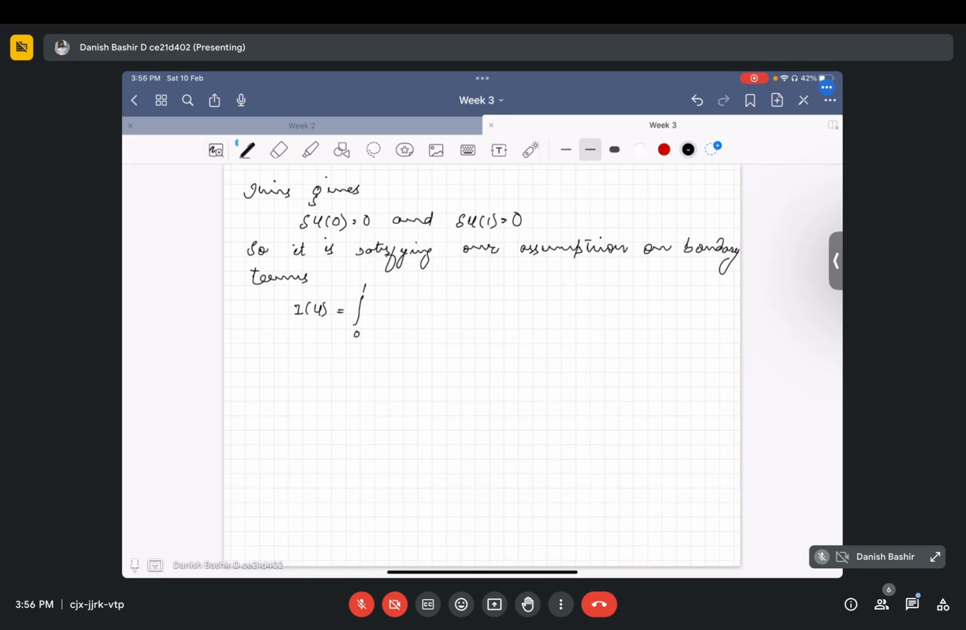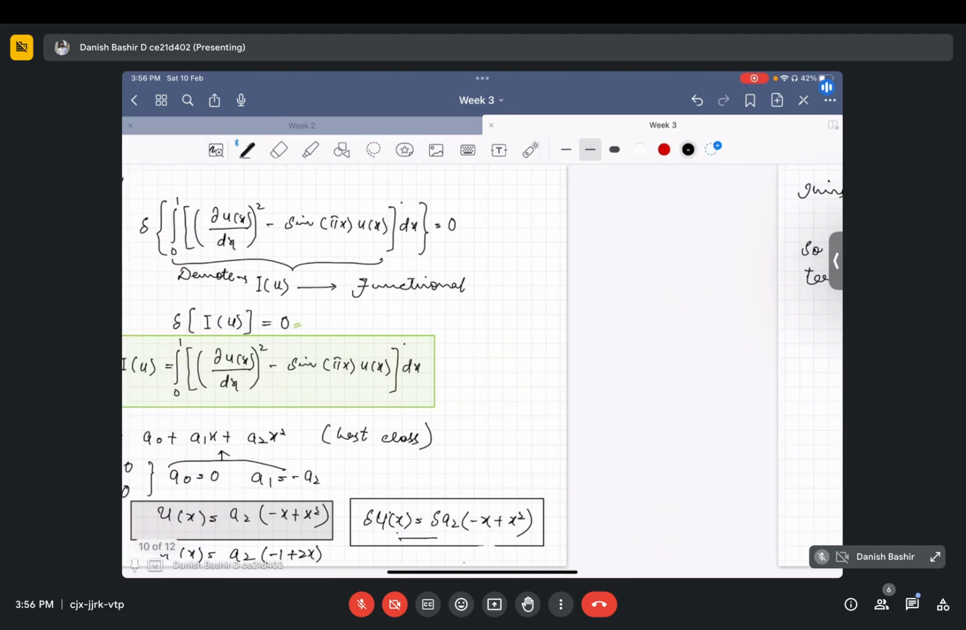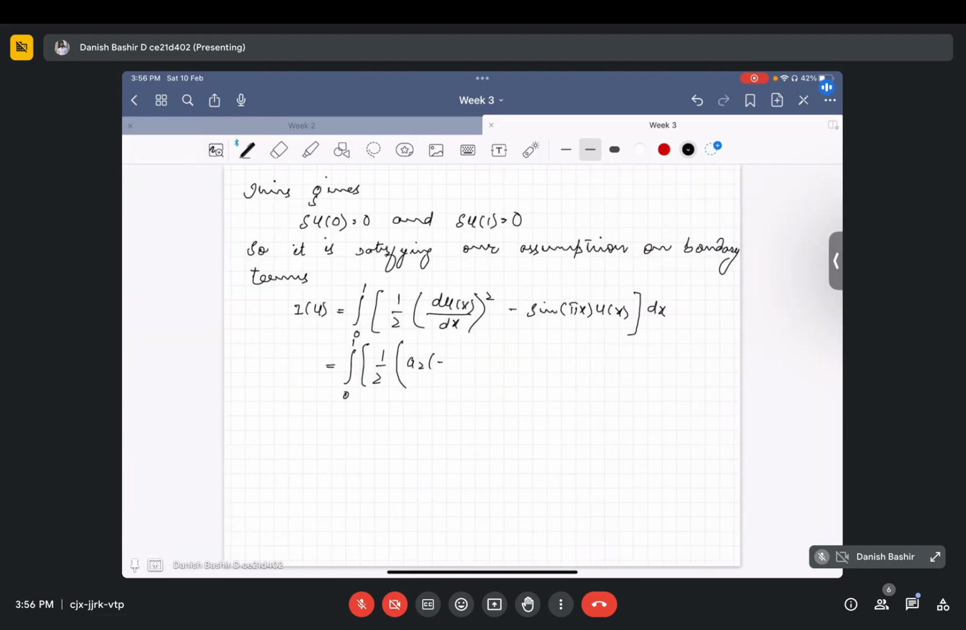The integral from 0 to 1 of 1 by 2 times the square of du of x by dx, minus sine pi x times u of x, dx. Okay, this is the functional only. So we will put all our things here. What is the value of du of x by dx? Okay, u of x is this, so u dash of x will be a2 times minus 1 plus 2x, isn't it? So we have to put it here: a2 times minus 1 plus 2x.